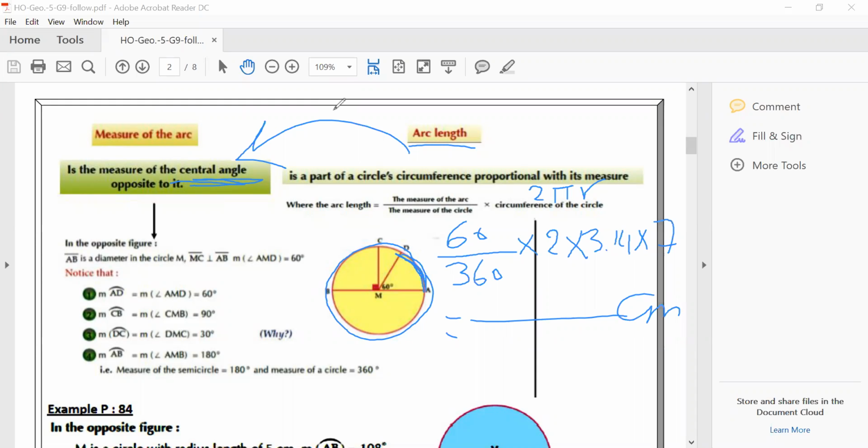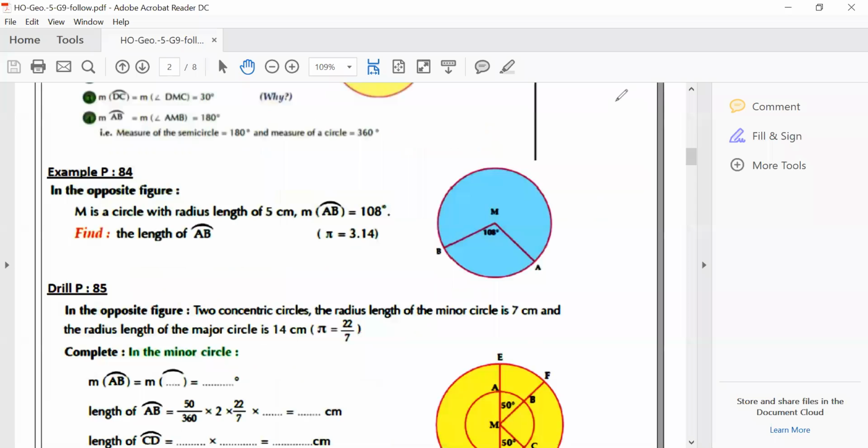I have here an exercise, or an example. In the opposite figure, M is a circle of radius 5, as you see here. The measure of arc AB equals 108. Why 108? Because the opposite central angle equals 108. And he wants me to find the length. This is not the length. This is the angle, the measure of the arc, and I want the length of the arc.